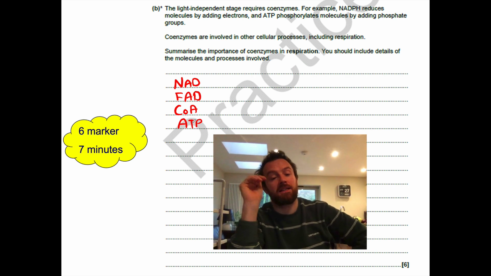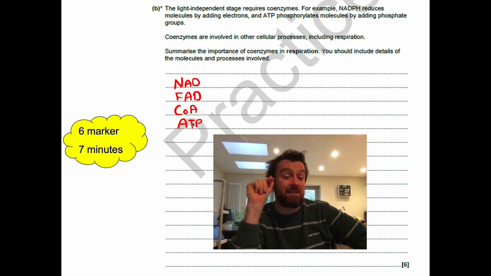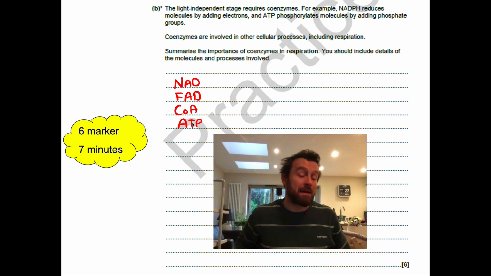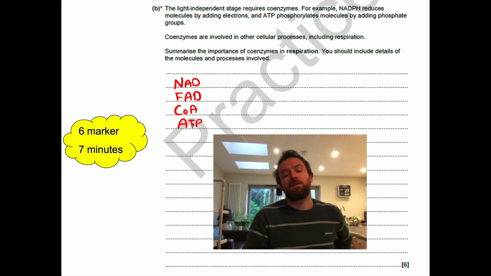So you're going to need to write detail about the role of each one and the processes that are involved, okay? The details of the molecules and the processes. So pause this video, give yourself 7 minutes to do this, or you could give yourself a bit longer. Maybe you set a timer for 7 minutes or up to 9 or 10 minutes if you want. Write your full answer and then come back. Off you go.